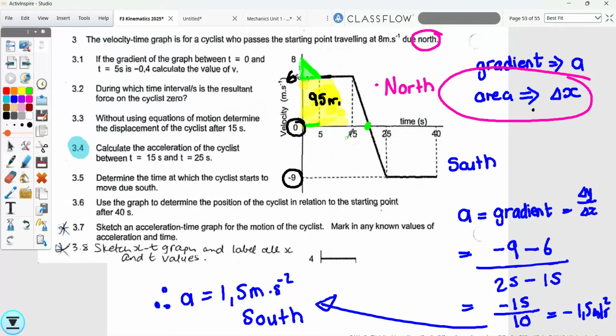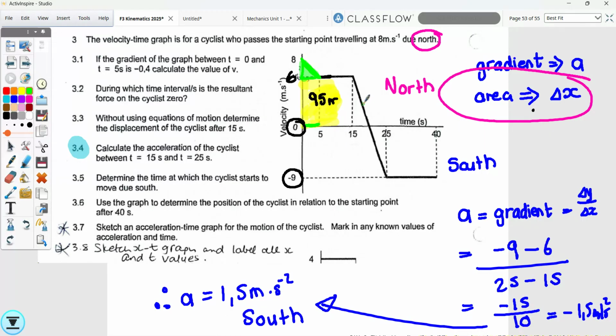Zero time, zero velocity. So the question actually says determine the time. So they want a specific time. I would just say, we know that acceleration is constant. So if there's 5 seconds this way and 5 seconds that way, what is that? It must be 20, because it's a constant acceleration. The middle between 15 and 25 is 20. But you could calculate it as well.